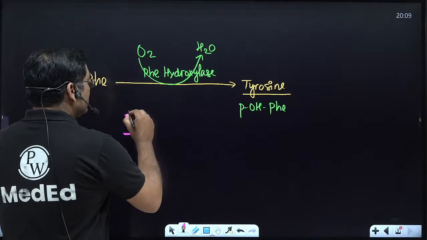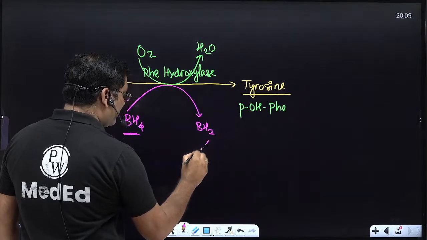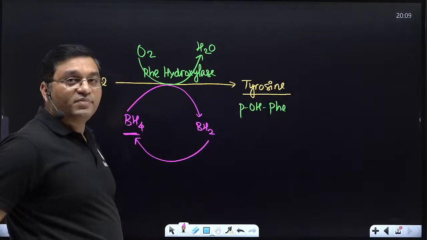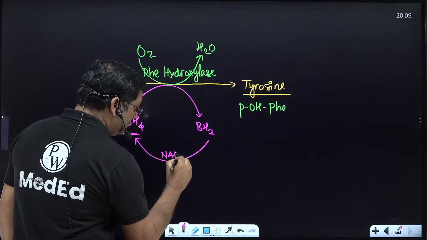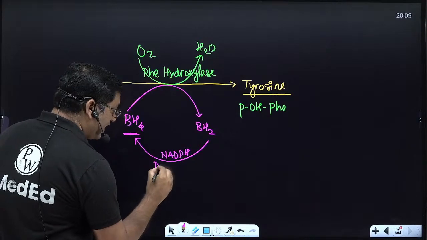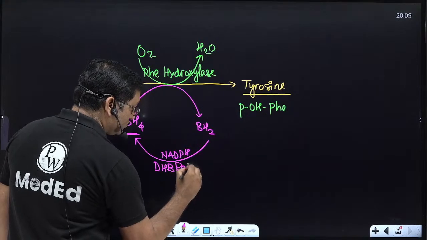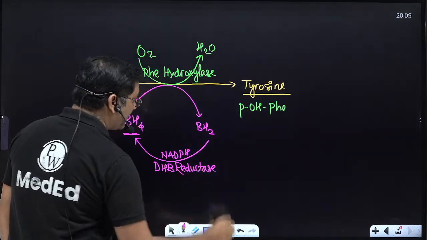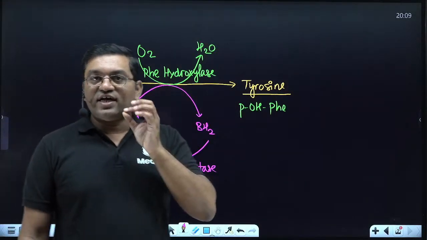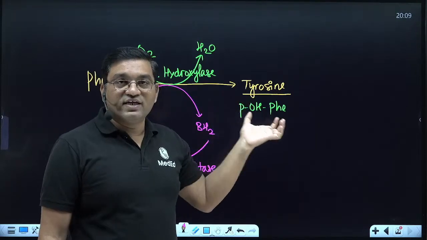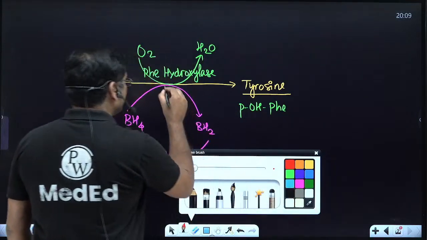In this reaction, tetrahydrobiopterin is converted into dihydrobiopterin and again regenerated with the help of NADPH dependent dihydrobiopterin reductase. So this is the important enzyme phenylalanine hydroxylase, which causes hydroxylation of phenylalanine and converts phenylalanine into tyrosine.